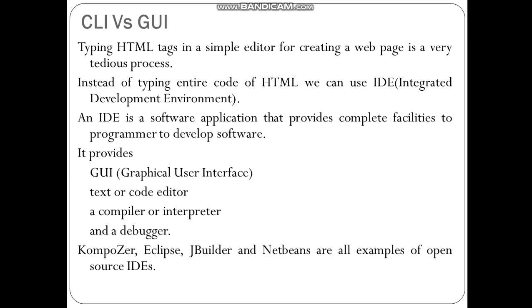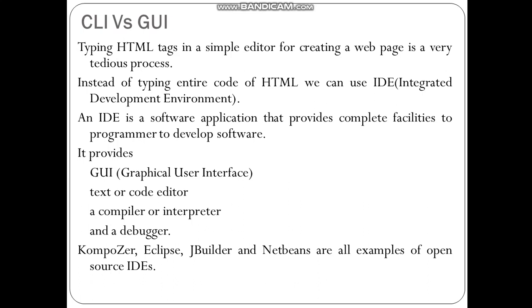Such software nowadays available are KompoZer, Eclipse, JBuilder, and NetBeans. These are all examples of open source IDEs. Remember, not licensed software. All these are open source software. It means you can freely download them from the internet. And among these, we have to learn KompoZer. So how to create web pages using KompoZer? It is GUI, so we don't need to write HTML code.